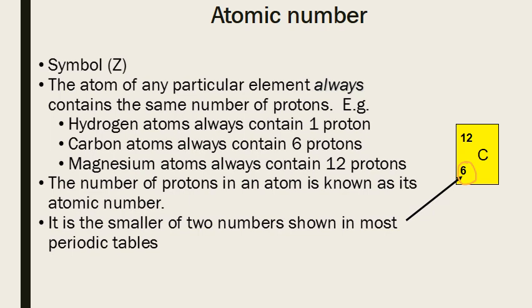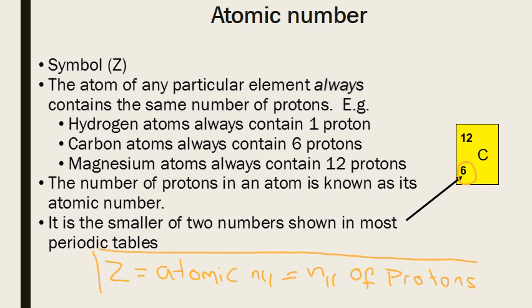And this also is known as the atomic number, and it's always the smallest of the 2 numbers shown in most periodic tables. And remember, always write Z equals atomic number, which equals number of protons. Okay, and let's not forget this. This is the most important thing, that Z equals the atomic number, which equals the number of protons. This is the summary.